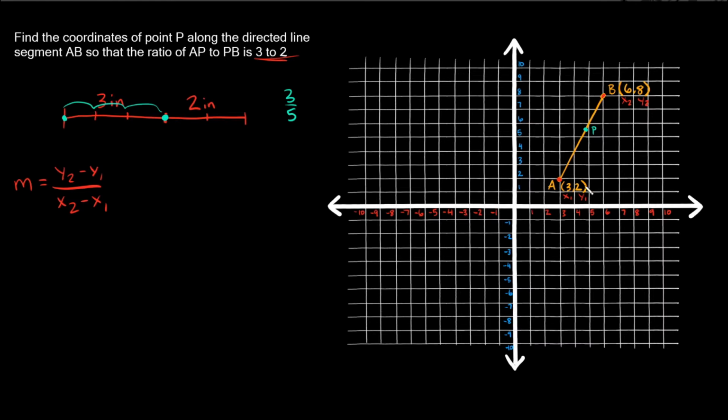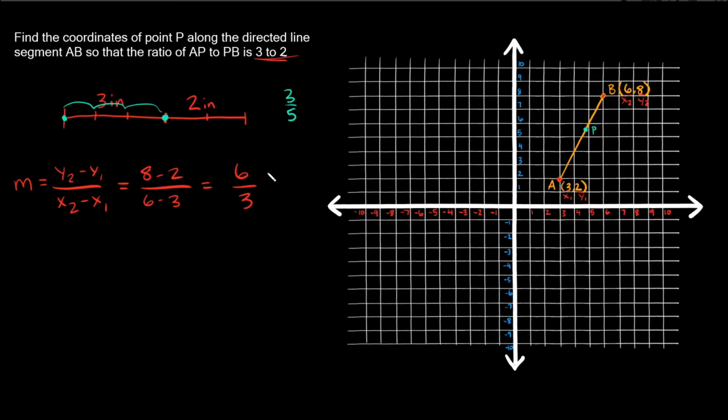So now that these are labeled, I can plug them into this little slope equation, right? So first of all, we're going to have y2 minus y1. So that would be 8 minus 2, and that's going to go over x2 minus x1. So 6 minus 3, right? Okay, so 8 minus 2 is equal to 6, and 6 minus 3 is equal to 3.